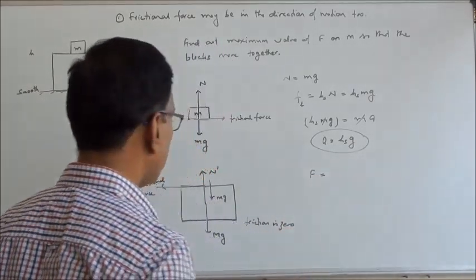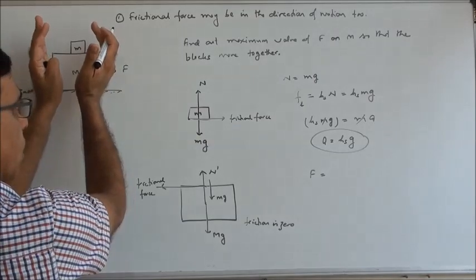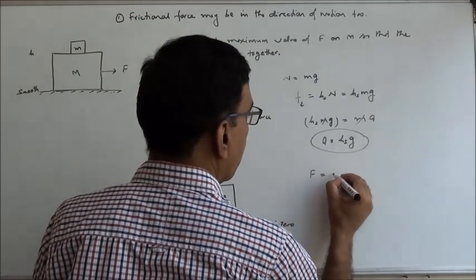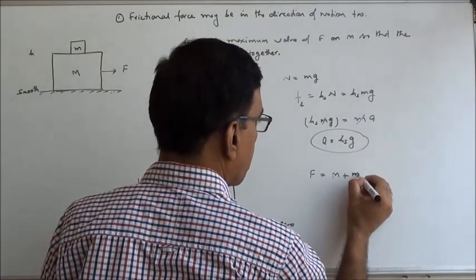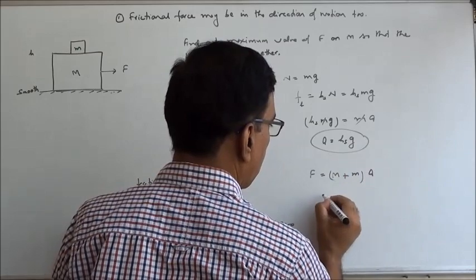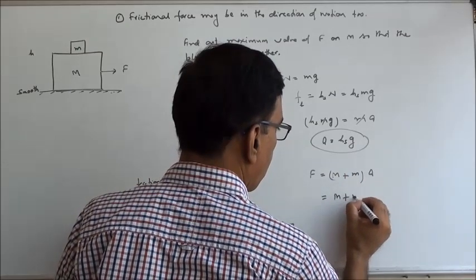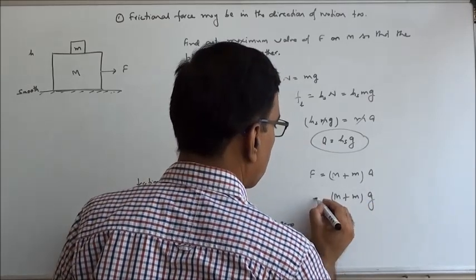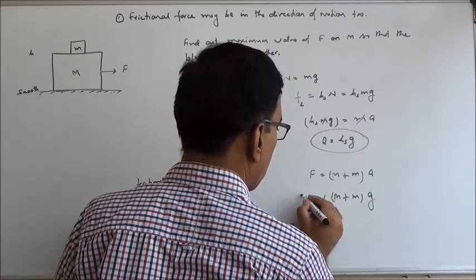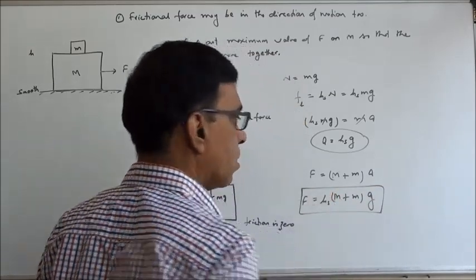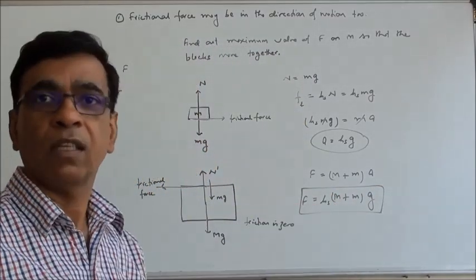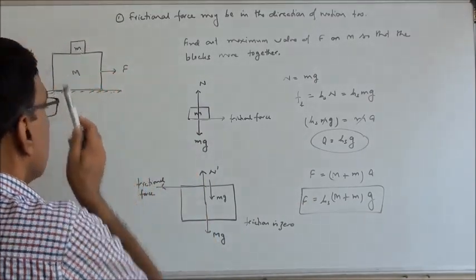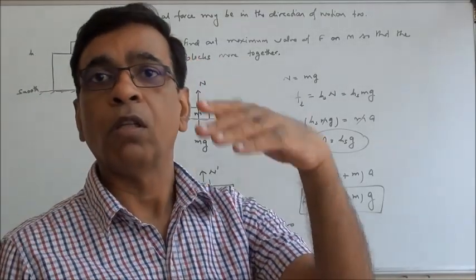F: I can take the entire system. There is no friction here, and the only external force is F. So F is (M plus m) into a, and a we have just calculated. So this will be the answer. This is the maximum force that can be applied on this system without the smaller m slipping on the lower block.